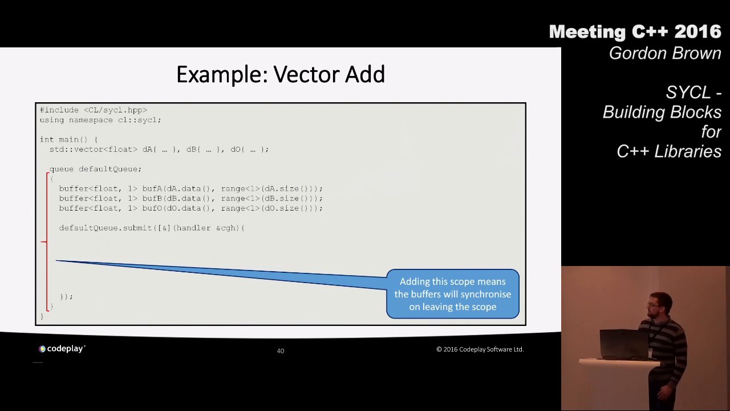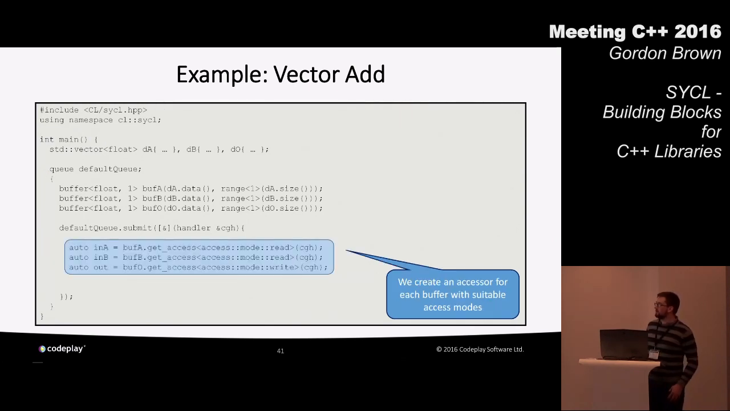The next thing we do is wrap a scope around the buffers. The reason we do this is that in SYCL, buffers synchronize based on RAII. So when a buffer is destroyed, it will block and wait for any command groups that are dependent on it to finish before it returns. After a buffer is destroyed, you can be guaranteed that the data is synchronized again.